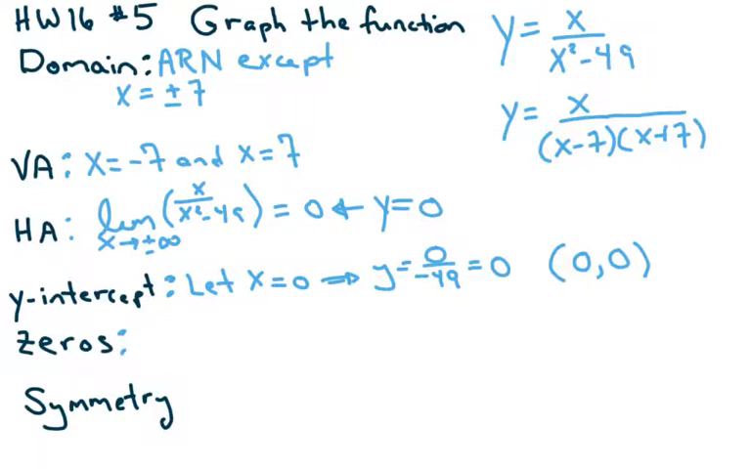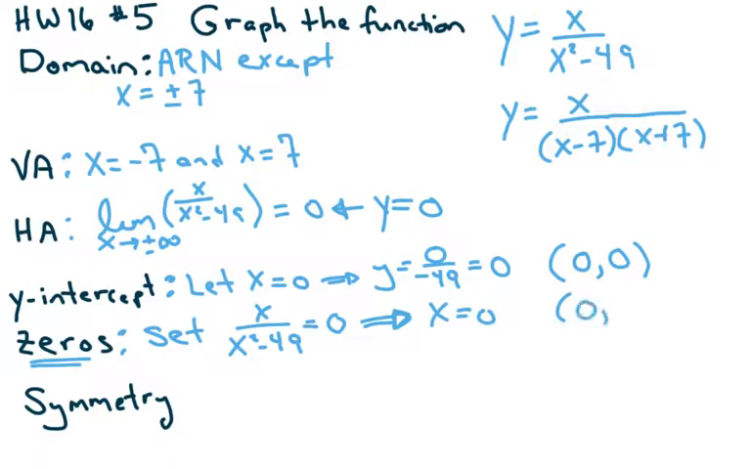And I'm going to say 0 one more time because we also want to see if this graph crosses the x-axis. And to do that, you set it equal to 0. Okay, so let's just do that. This will equal 0 when x equals 0. So our x-intercept is also 0.